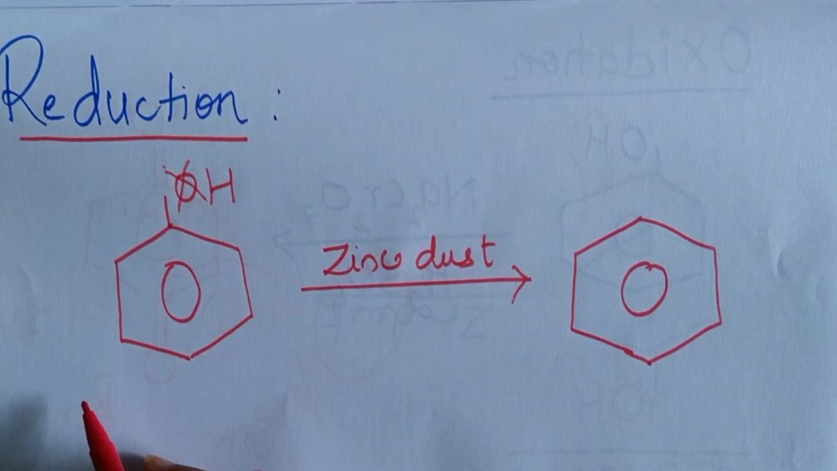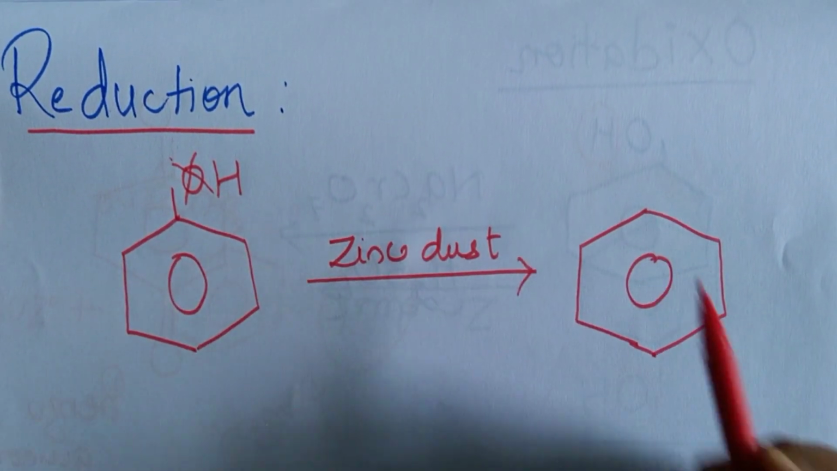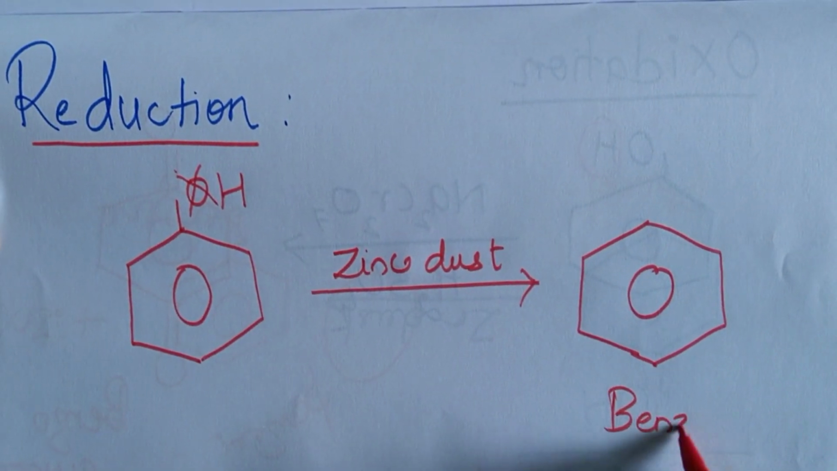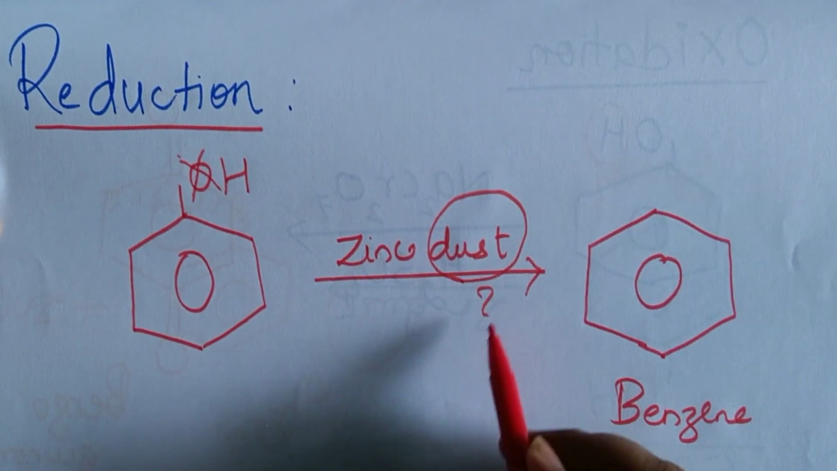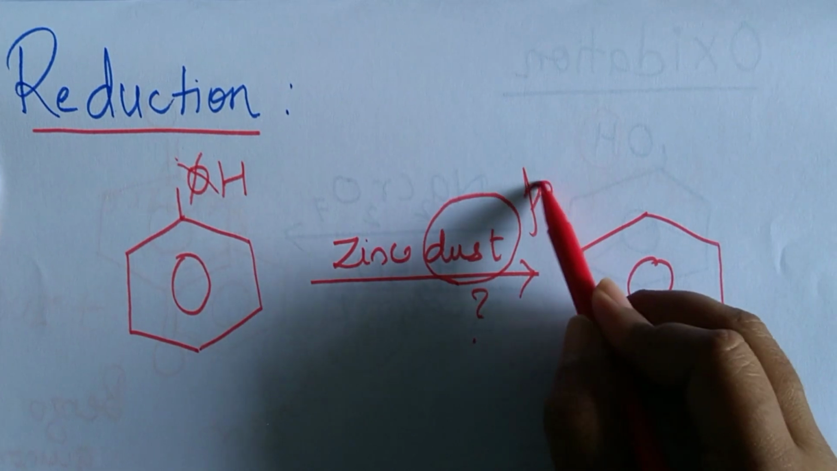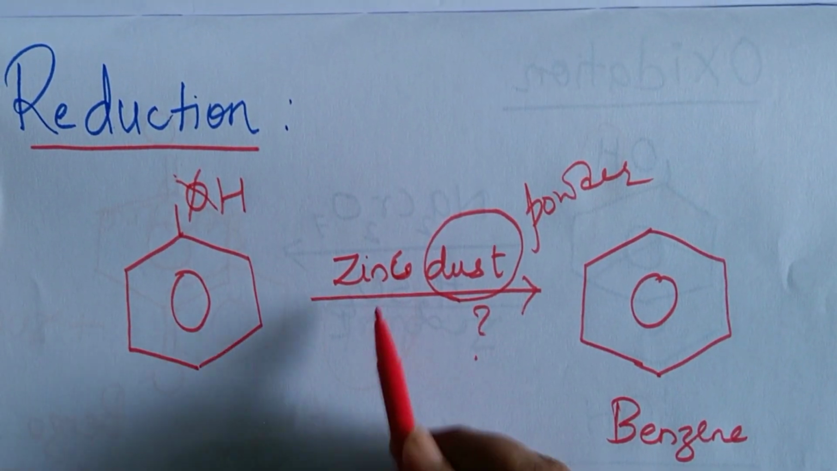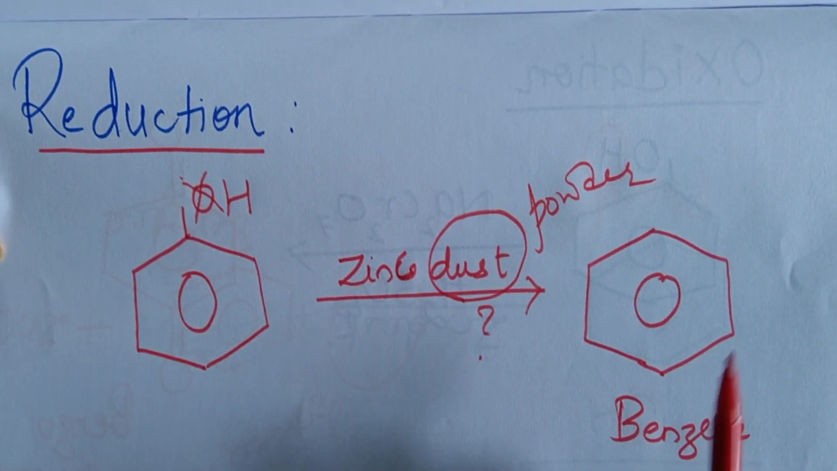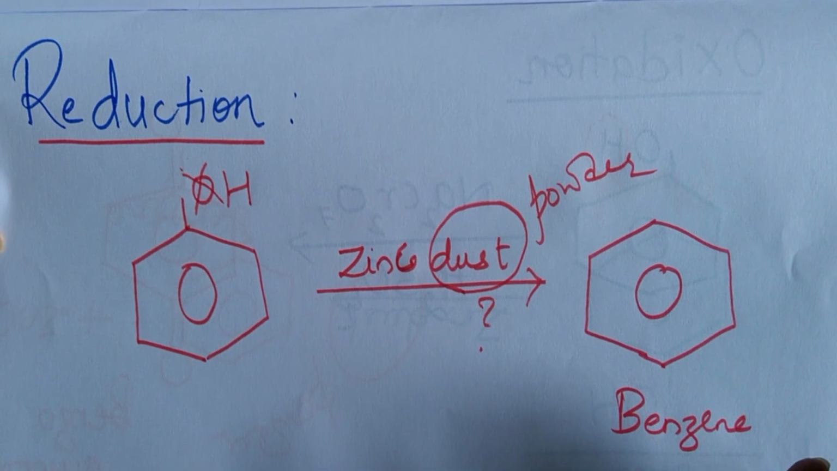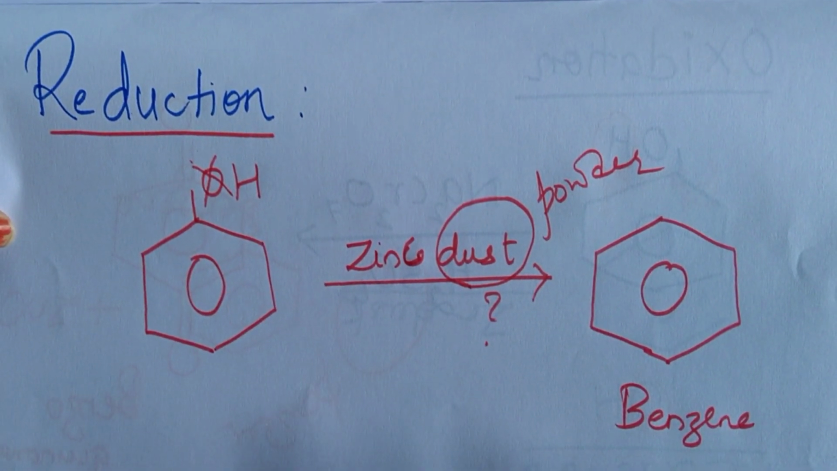So I am going to remove oxygen here. So what is left out? Hydrogen. Hydrogen will come here, giving you benzene. Now why zinc dust? What do you mean by dust? Dust means powder. Why do we have to take powdered zinc? Because we know that in powdered form the area available for reaction will be more. Therefore we make use of zinc powder or zinc dust.